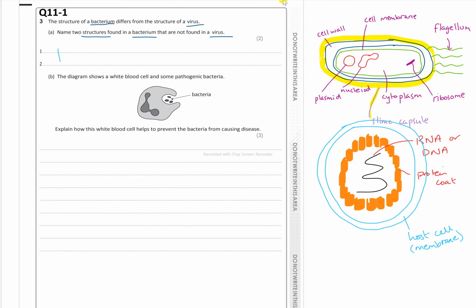So we can say it's got a plasmid. That's a good one to put in, and just say cell wall. But you can use most of these because they're totally different structures.